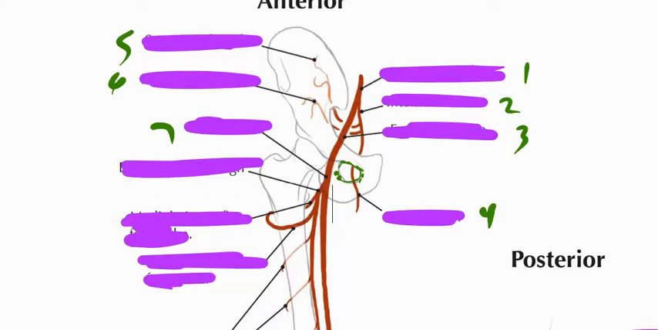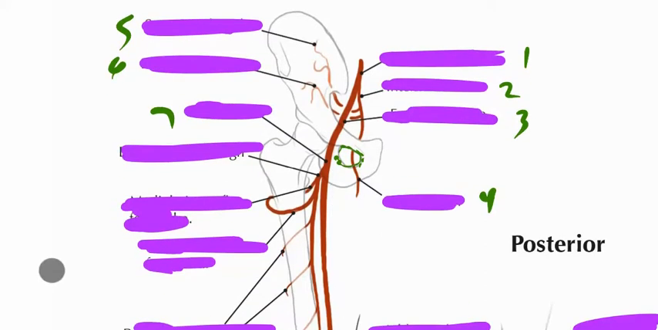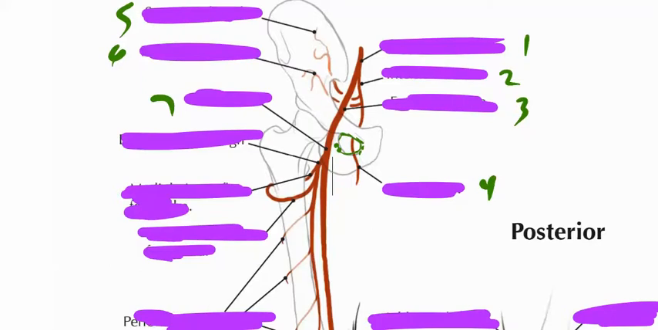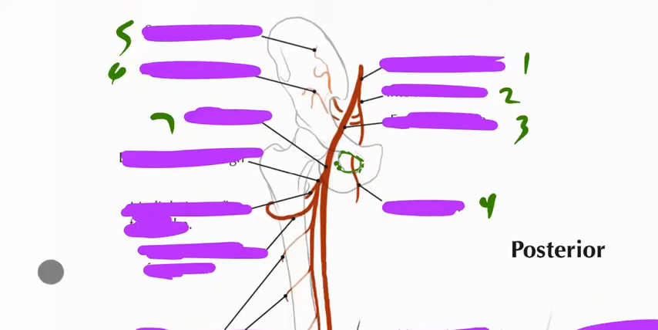Okay, so Sarah, what's 5? The superior gluteal. Okay, Pablo, what was 6? Is that the lateral? Inferior gluteal. Oh wait, 5 is superior, 6 is inferior. And they're all coming off of what?